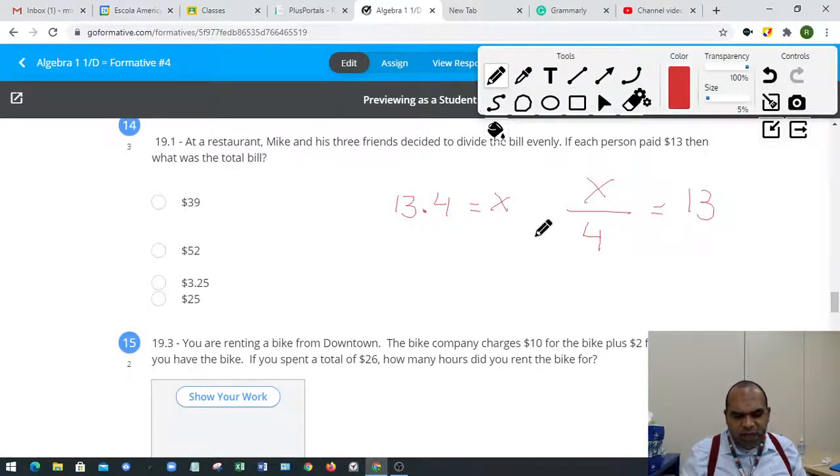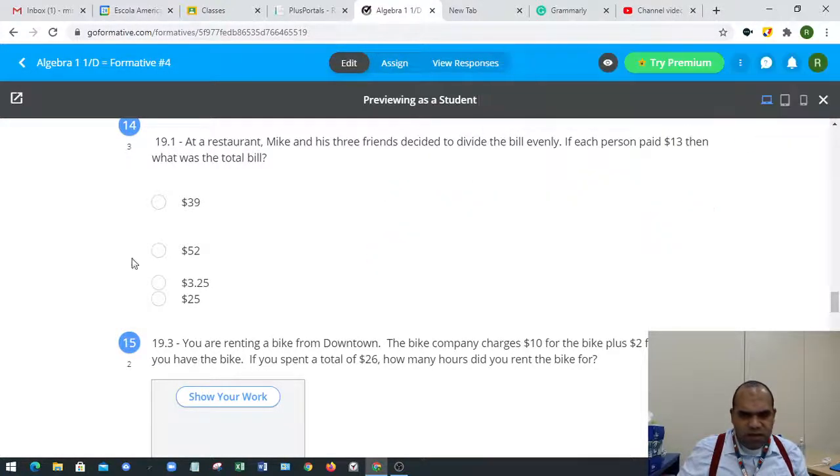And if I rewrite, I go here, this guy here, 13 times 4. I move this by its opposite operation, which is multiply. 13 times 4: 3 times 4 is 12, carry 1, 4 times 1 plus 1 is 5, so 52. And it is this one question here, 52.